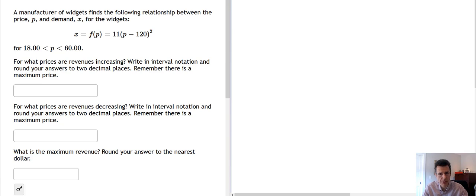Okay, so first off, this is a problem about revenue, so we need to write down our revenue equation. We know revenue is price times quantity, which is going to be 11p times (p minus 120) squared. We're trying to find out when revenues are increasing, decreasing. We're trying to find the maximum, which means we want to take the derivative, find a critical number, find when the derivative of revenue is positive and negative, and so on.